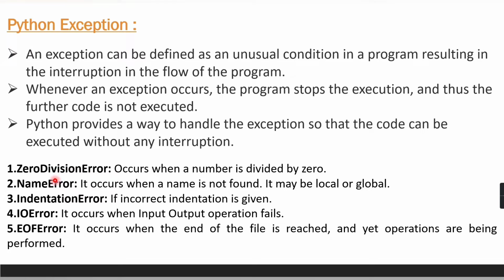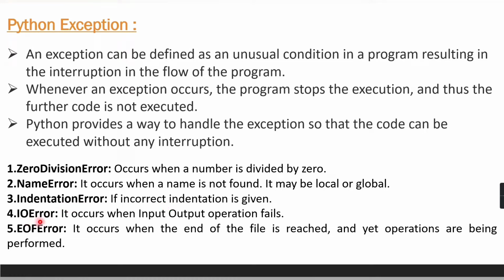Some of the exceptions are listed here. First one is ZeroDivisionError. It occurs when a number is divided by 0. NameError. It occurs when the name is not found in your program. It may be a local variable as well as a global variable. IndentationError. If incorrect spaces are given or proper indentation is not given, then we get this error.